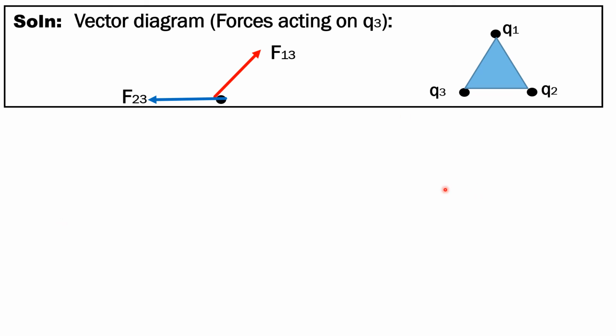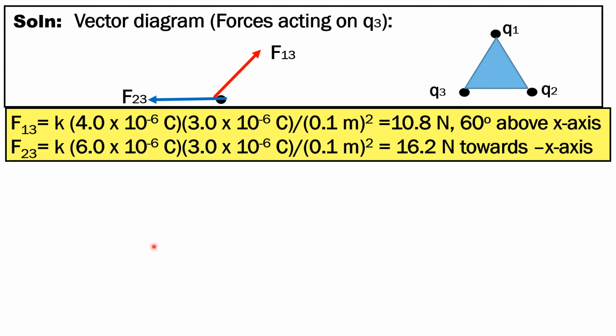So, moving on with our computation. Again, we have the vector diagram. We need it to continue with our calculations. We already have computed the value of F13, and we got 10.8 newtons directed 60 degrees above the positive x-axis, and for F23, our computed value is 16.2 newtons towards the negative x-axis. So this time, we will get the net force or the total force.